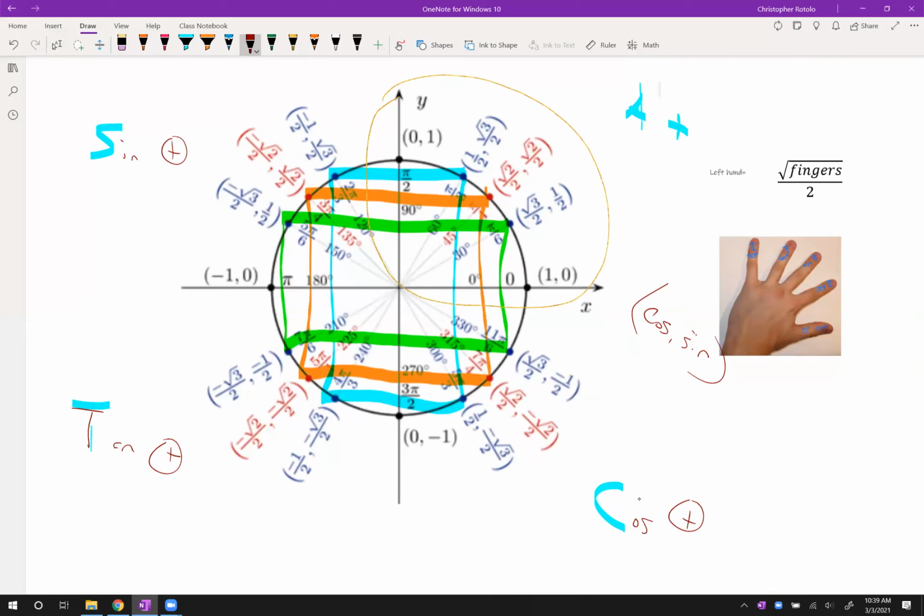All right, now you're thinking left hand fingers, the square root of fingers divided by 2. What in the world is that?